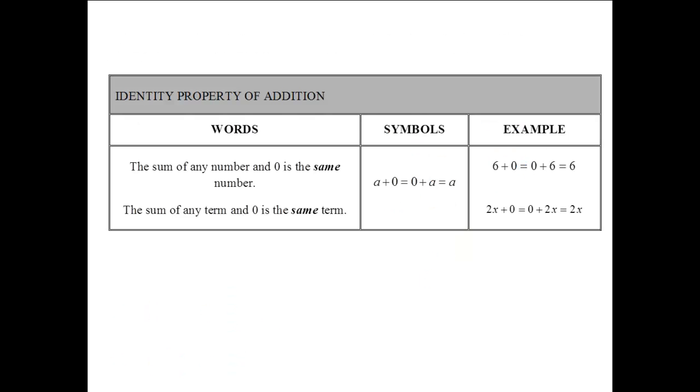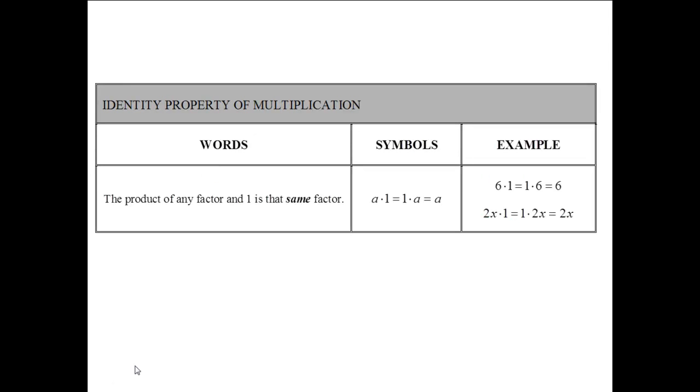The identity property of addition says that the sum of any number and 0 is that same number. Likewise, the sum of any term and 0 is that same term. For example, 6 plus 0 equals 6. 2x plus 0 equals 2x. The identity property of multiplication states that the product of any factor and 1 is that same factor. 6 times 1 is 6. 2x times 1 is 2x.